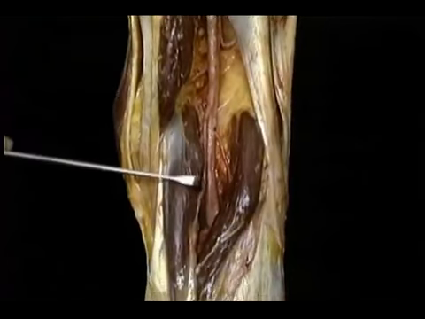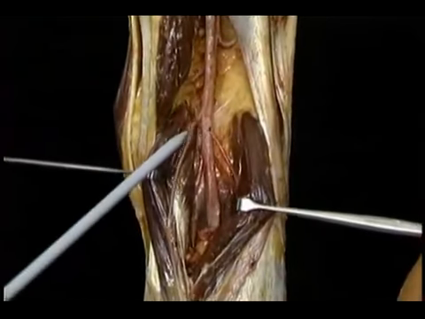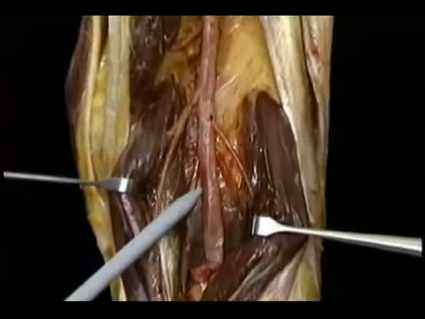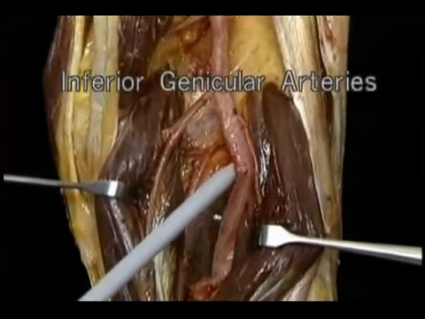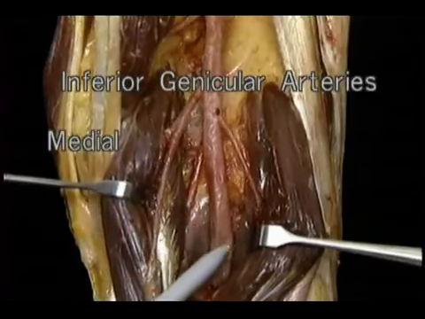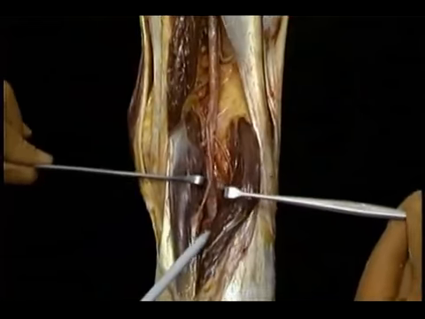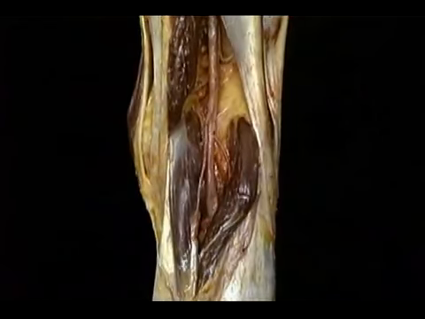At the knee, it gives off these branches to the two heads of gastrocnemius. And below the knee, it gives off these two inferior genicular arteries, medial and lateral. The popliteal artery then disappears deep to the two heads of gastrocnemius. We'll see where the vessels go from there in the next section.